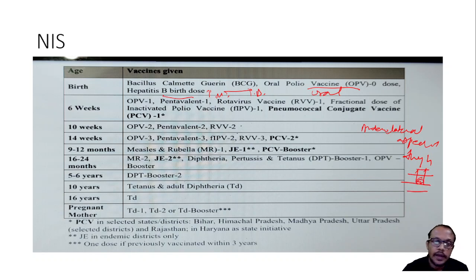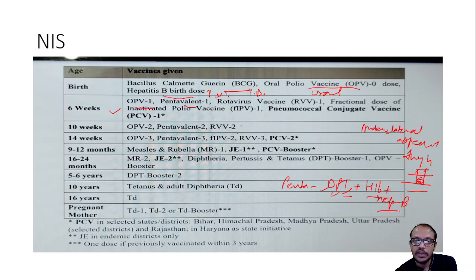After that, at 6 weeks, OPV first dose is given. Pentavalent is given. Pentavalent contains DPT, diphtheria, pertussis, tetanus, as well as Haemophilus influenzae B and hepatitis B. So these 5 vaccines are given in pentavalent. And rotavirus vaccine first dose at 6 weeks, because if it is given in the later phase of life, after 6 months or at 8 to 9 months, intussusception can occur.